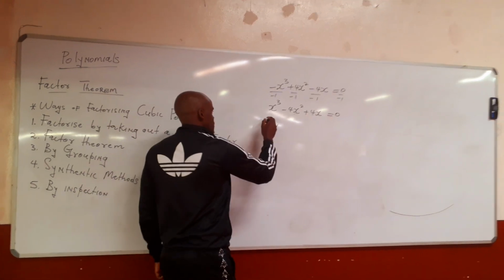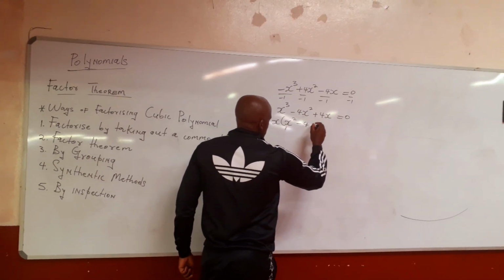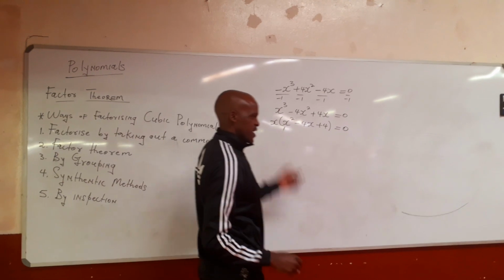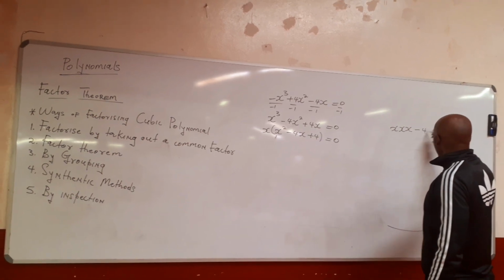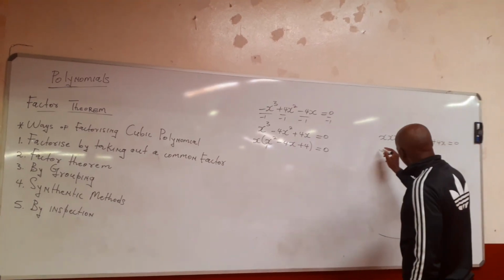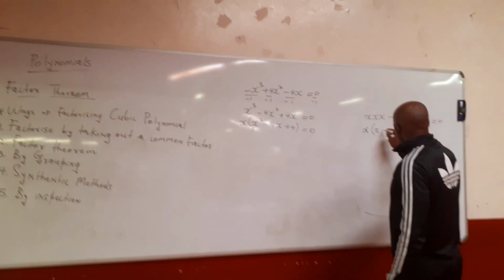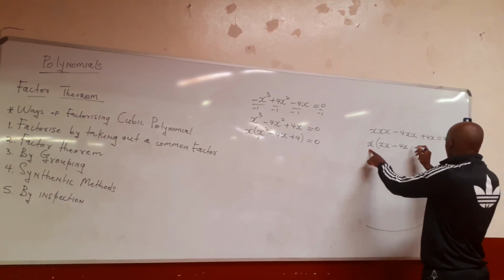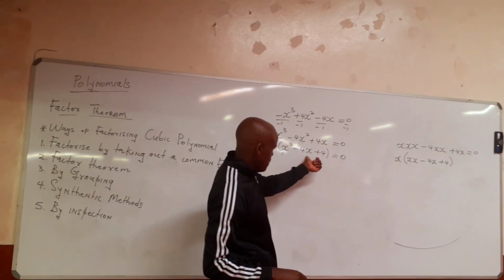And then we take out our common factor, which is x. This will be x into x squared minus 4x plus 4. This is equal to 0. We have taken out a common factor. It's x cubed minus 4x squared plus 4x equals 0. So you are taking out x because each of these terms has got x. Therefore, it's x into x squared minus 4x plus 4. You took out x, remember. That's the reason why we've got x squared minus 4x plus 4.